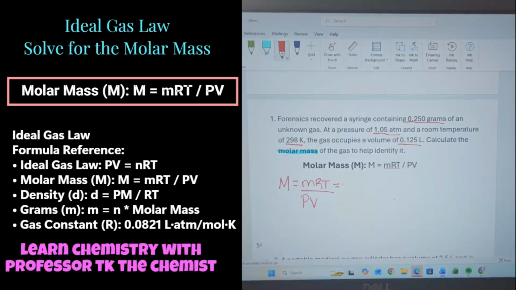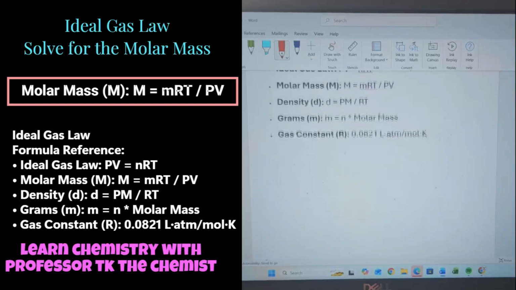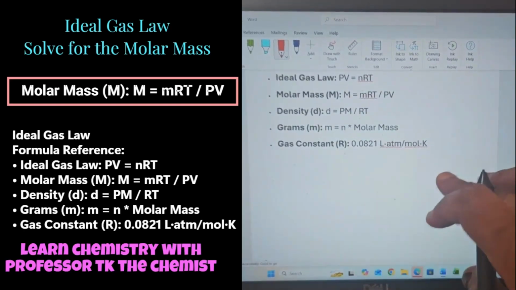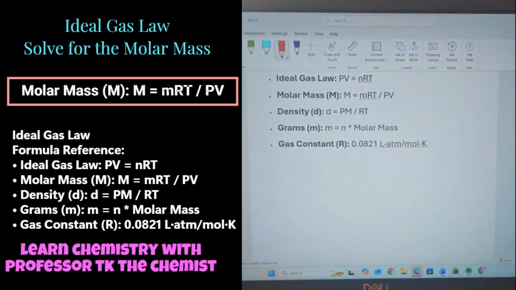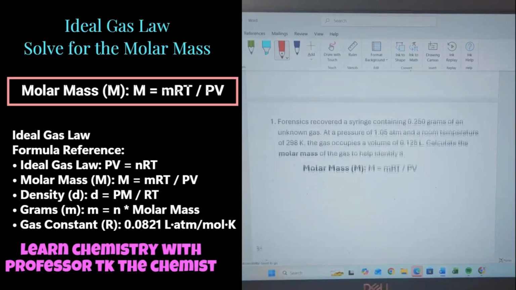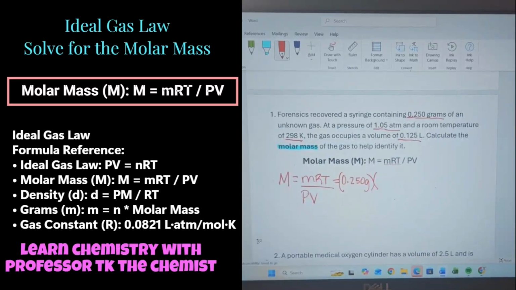Just plug in each of your numbers to identify what you're looking for. So the 0.250 grams is for the little m, so I'm putting that in there now. The gas constant, this was given to you up above right here, okay? This number right here. So that's what we're going to use down below, each and every time that we have to do a problem of this nature.